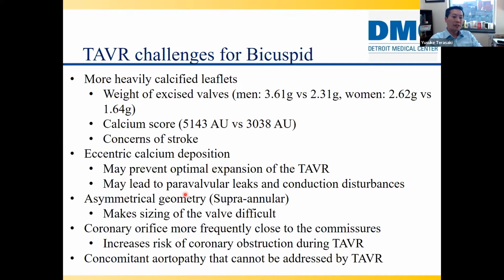You can have an asymmetry of the actual geometry of the annulus, making sizing or pre-procedural sizing of the valve very difficult. And as we talked about, the coronary orifices are more frequently close to the commissures for bicuspid valves, and so this increases the risk of coronary obstruction during TAVRs. And most importantly, there is a concomitant aortopathy that cannot be addressed by the use of TAVRs.